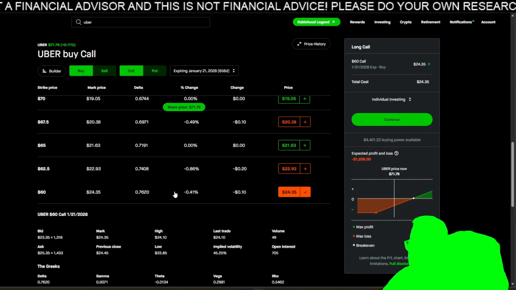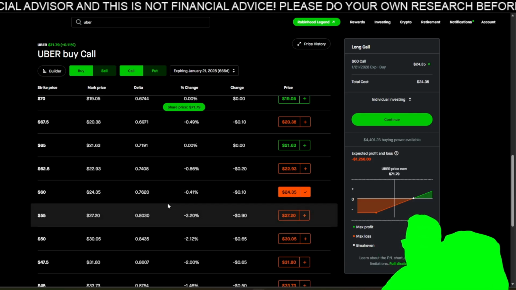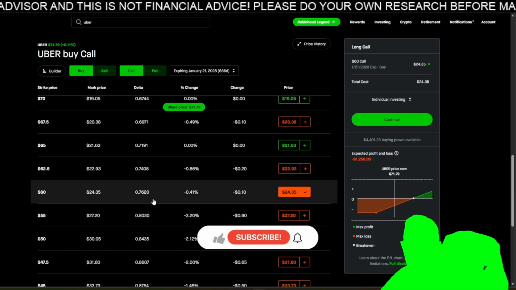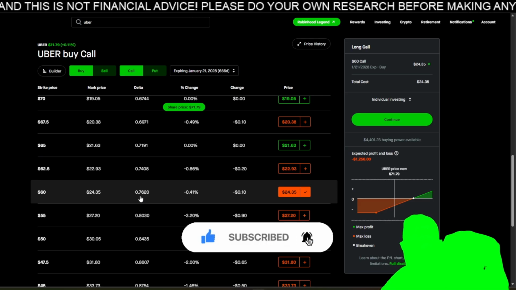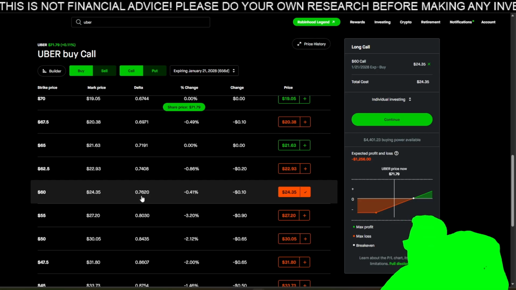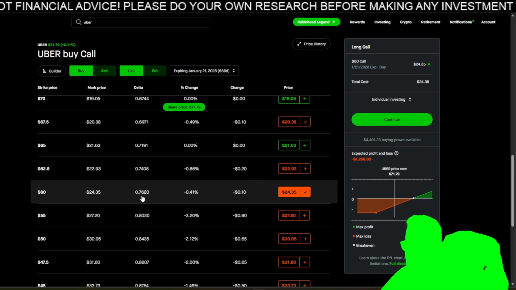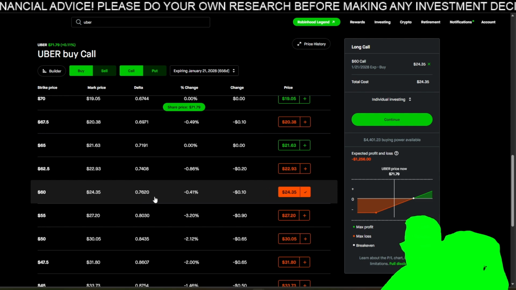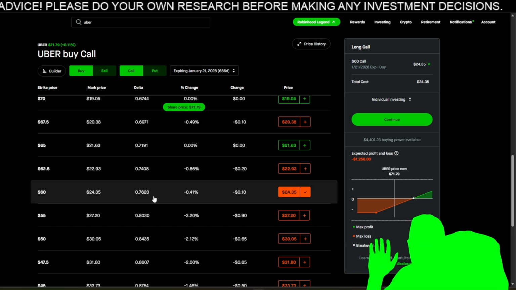Again, the delta for this one, you can read delta in two ways. Either it's how much the option moves for $1 of Uber, or you can look at it as the probability of expiring in the money, in profit, in this case. So a 76 delta means you're going to be expiring in profit 76% of the time. It's not guaranteed. Obviously, these numbers fluctuate a lot, as you will see when you do more options trading. But that is how you look at LEAP options here.